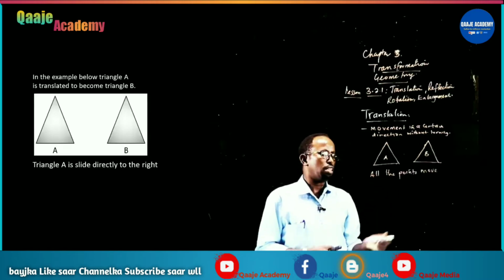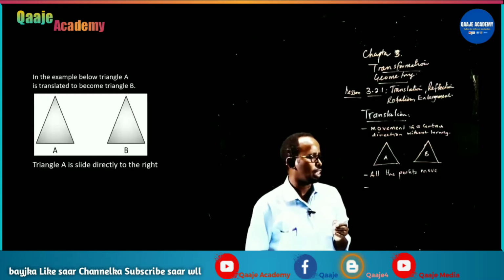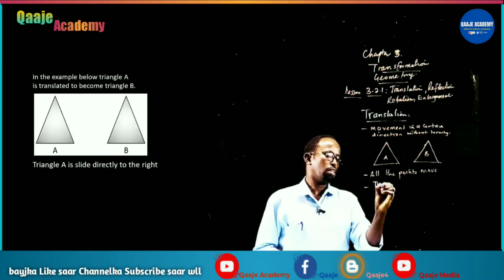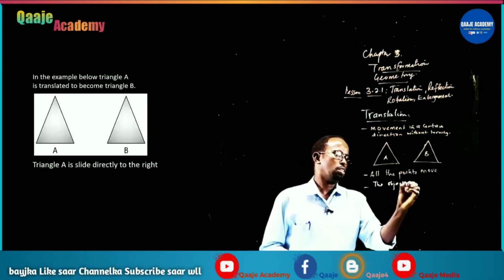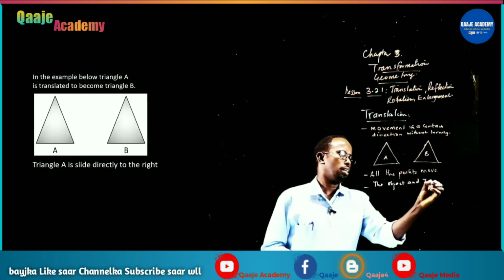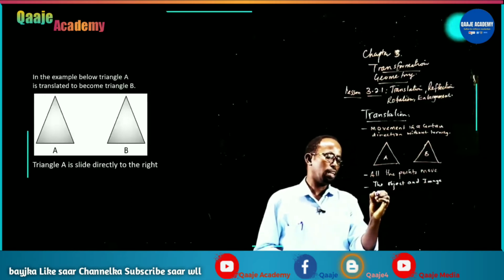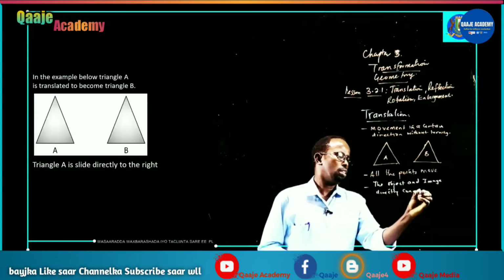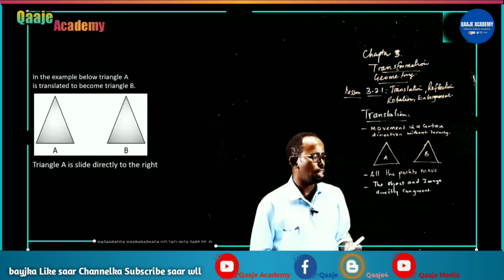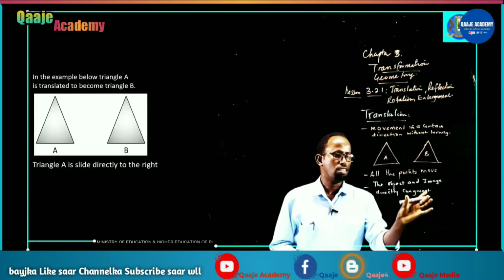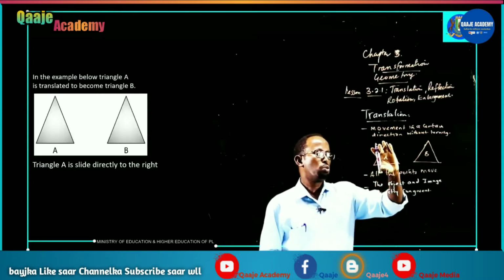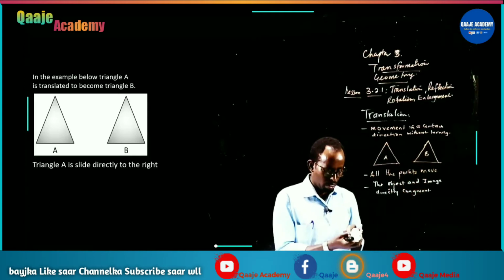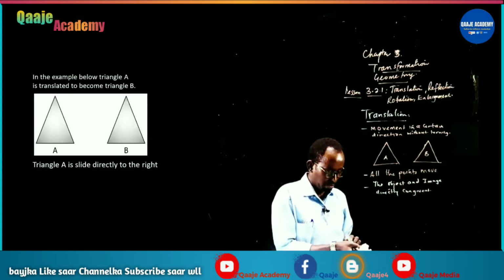Another property of translation is that the object and the image are directly congruent. The word congruent means they have the same size and the same shape. For example, this triangle fits triangle B, so they are directly congruent. That is what translation means.